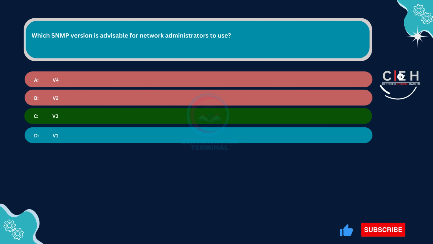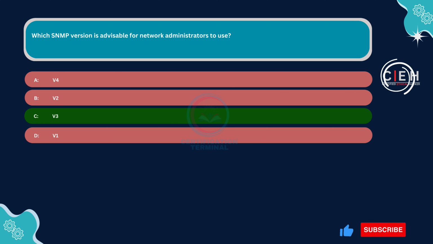Option B, version 2, is incorrect. SNMP version 2 improves upon SNMP version 1 by adding new features such as increased message size and support for additional data types. However, SNMP version 2 is still vulnerable to security issues, such as plaintext community strings. Therefore, while SNMP version 2 is an improvement over SNMP version 1, it is not the most advisable choice for network administrators due to security concerns.